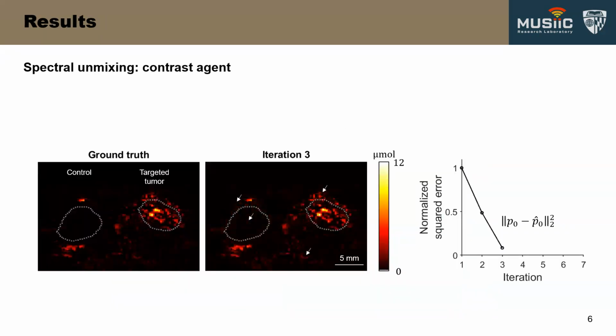As for the spectral unmixing result, we can see the unmixed contrast agent also gets closer and closer to the ground truth as the algorithm iterates. And the algorithm converges well. Note especially at the arrows in the animation that those indicated artifacts disappear after 3 or 4 iterations.